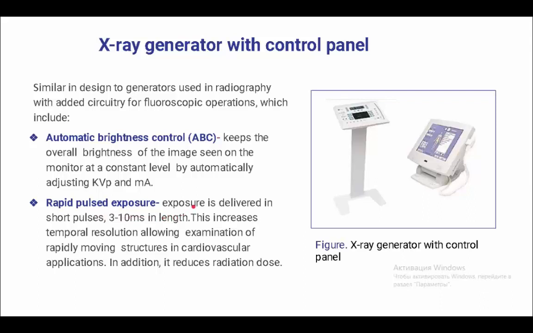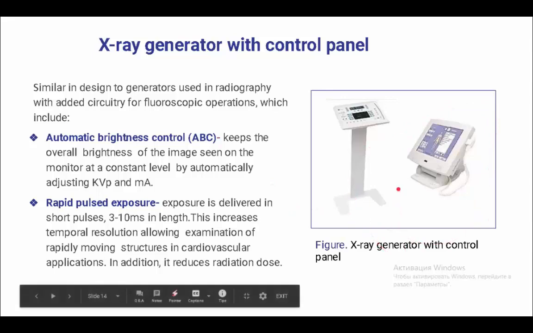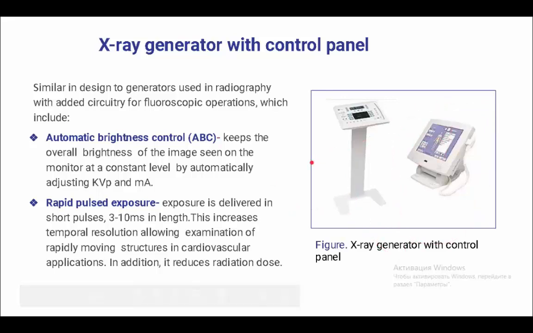which means that the exposure is delivered in short pulses, 3 to 7 milliseconds in length. This increases temporal resolution, allowing examination of rapidly moving structures in cardiovascular applications. And since the radiation is being delivered in pulses, the overall radiation dose is also decreased. This picture illustrates the X-ray generator with control panel.